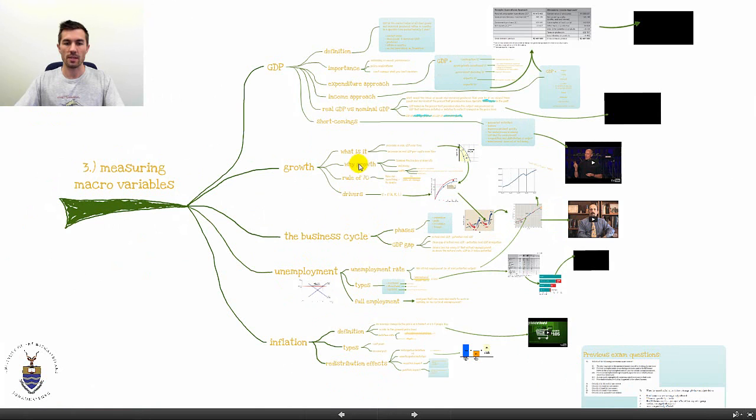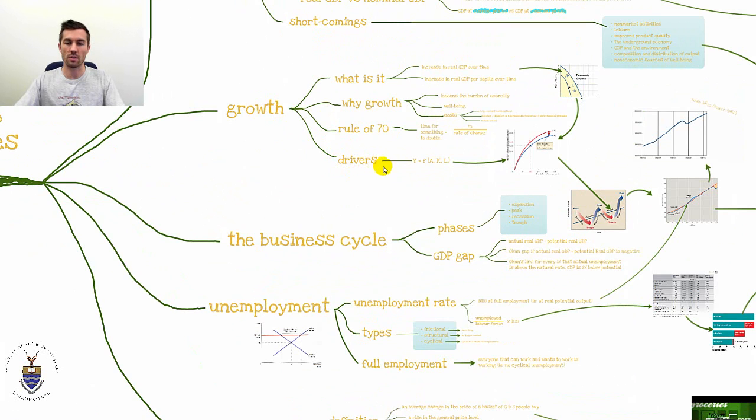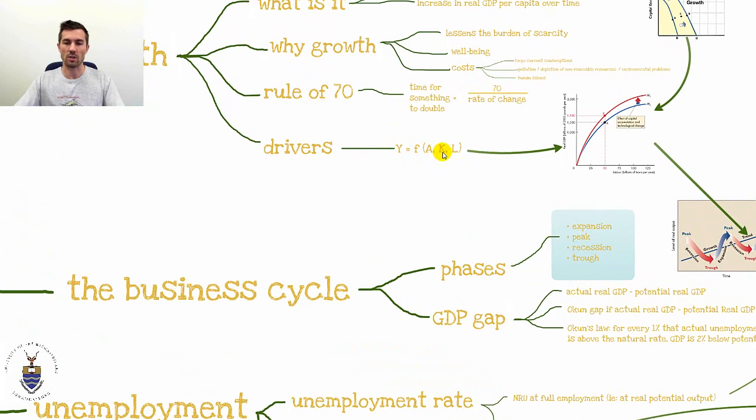And the second thing is that even in this part 3 I've made 2 changes. The first is under growth. I've added this little arm about drivers because obviously we want to know what is going to be causing, or how do we generate this growth over time, and we know that output is in fact a function of capital and labor and technology.